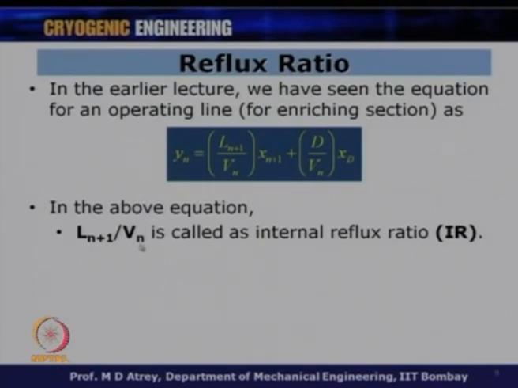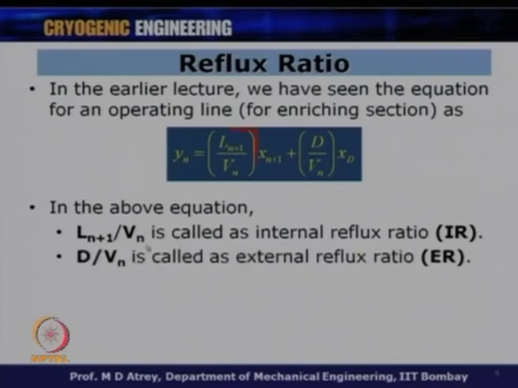So, Ln plus 1 by Vn is called the internal reflux ratio, while D by Vn is called the external reflux ratio. What is coming out of the column is D. This D value will have B and F also, B which is coming out from the bottom and F which is coming in the feed, because it will all be governed by the law of conservation of mass. So, D by Vn is called the external reflux ratio and Ln plus 1 by Vn is called the internal reflux ratio. Now, are they related?